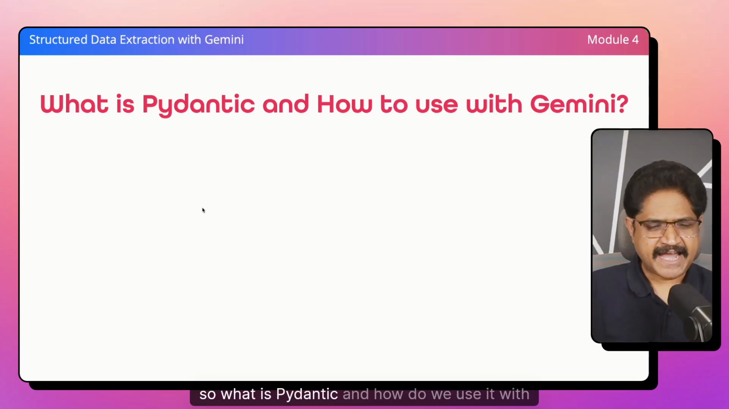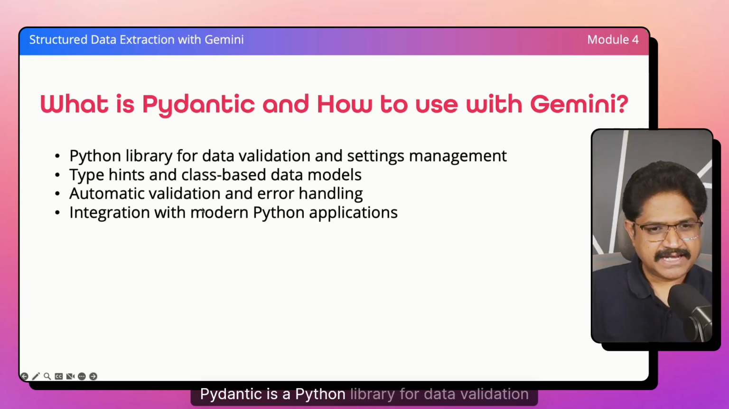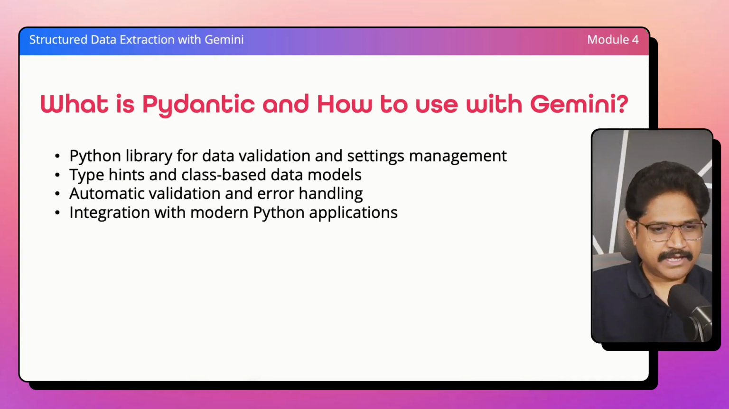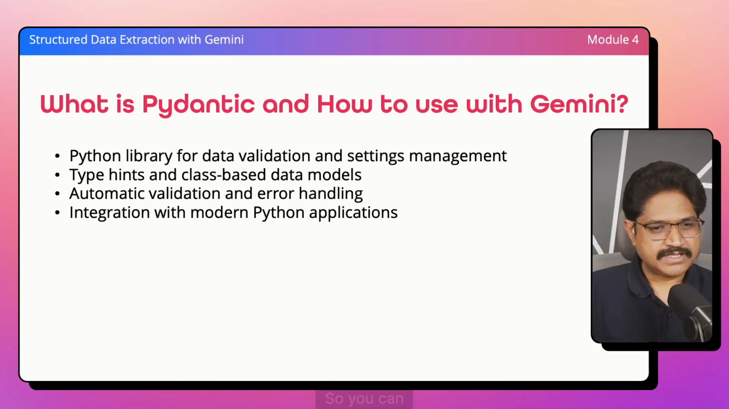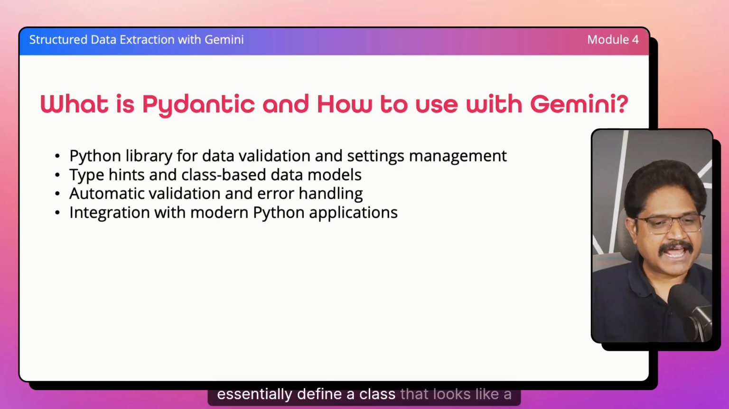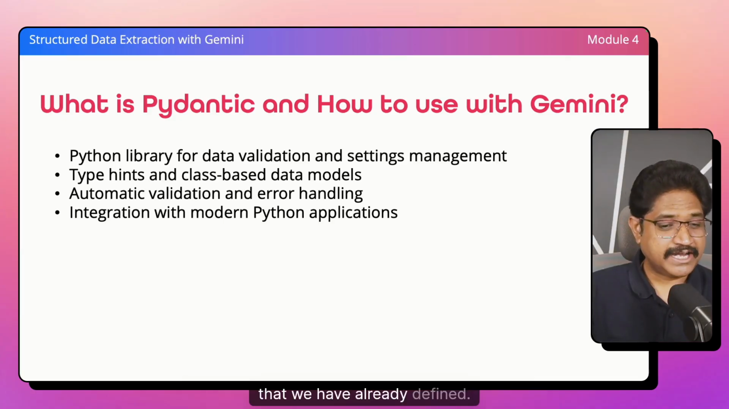All right, so what is Pydantic and how do we use it with Gemini? Well, Pydantic is a Python library for data validation and settings management. It basically helps us define a class-based data model that we can populate at a later point. This is native to Python data structures. So you can essentially define a class that looks like a native Python type, a complex data type defined within Python. And then you can use Gemini to populate and create an instance of this class. So we are going to create an object of this class that we have already defined.